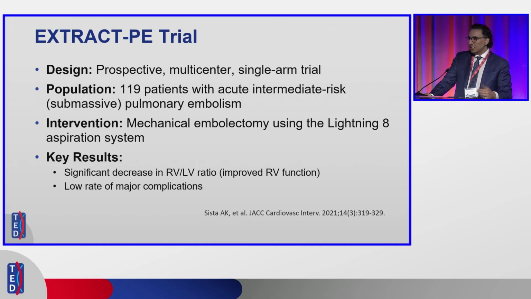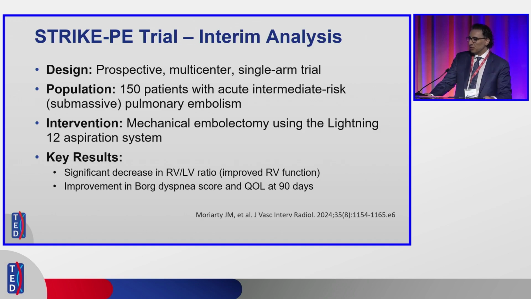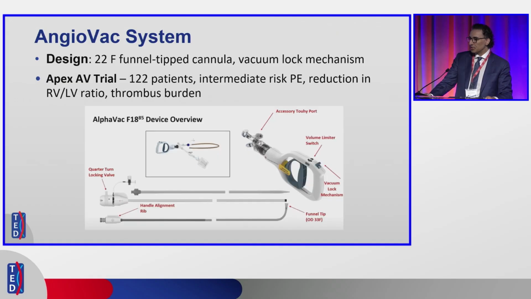And then same kind of thing here, the EXTRACT-PE trial, where they used the Lightning 8, which is the smallest one. Now you get more thrombus removal, and it's a lot faster when you're using the larger devices. So the STRIKE-PE trial, the interim analysis of that, they used the Lightning 12, and again, same thing, improvement in the right heart strain, and then the dyspnea score at 60 to 90 days.